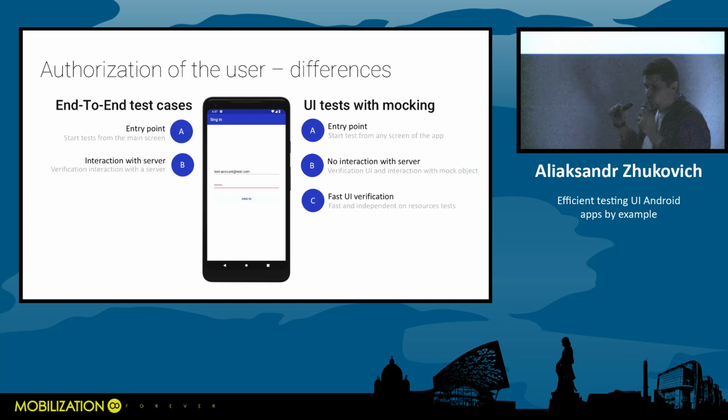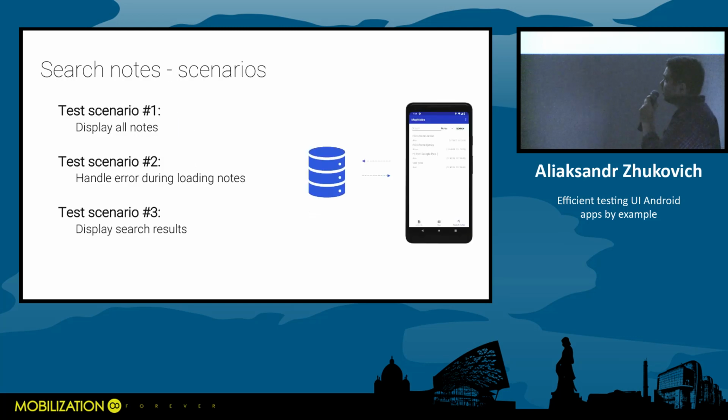End-to-end UI tests with different types of mocking have no interaction with a real server. However, if you verify mock responses from the server, it will be a kind of interaction with the server. And of course, this test is much faster. I wrote these three basic scenarios for the end-to-end approach and for the UI test plus mocking. And the UI test with mocking was faster by something like 40%. It was much faster than the end-to-end approach.